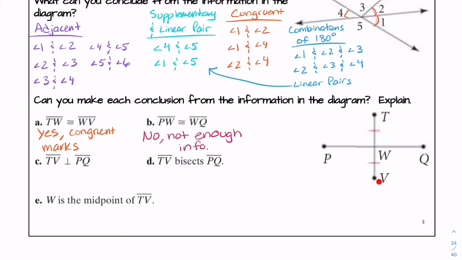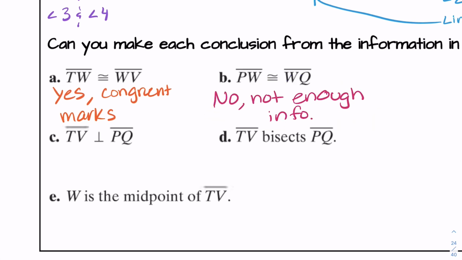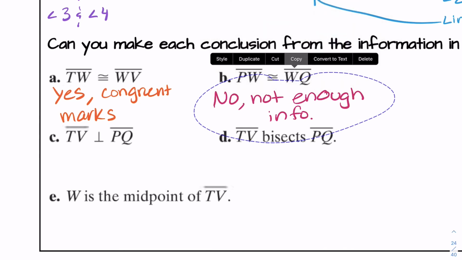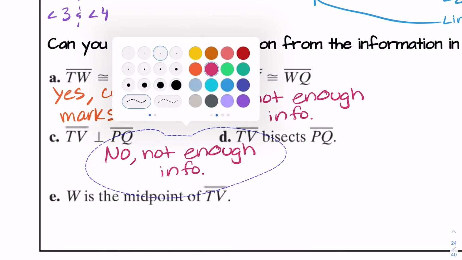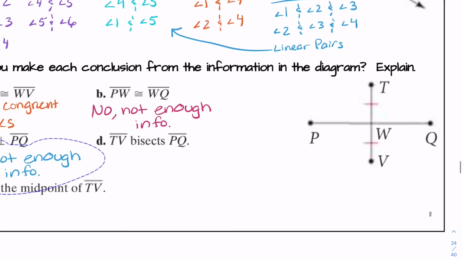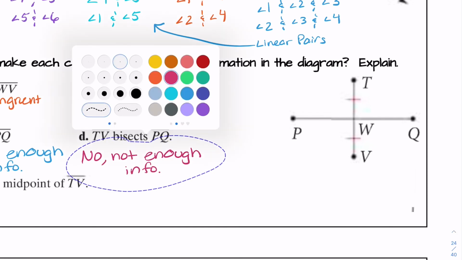TV is perpendicular to PQ. Again, not enough information. We can't make assumptions. We can't just assume things like that. So I'm just going to paste that information here. No, not enough info. TV bisects PQ. Again, that would mean tick marks would be here, right? They're not there, so we don't know if they bisect, so we can't say that information. So we're going to say no, not enough info.